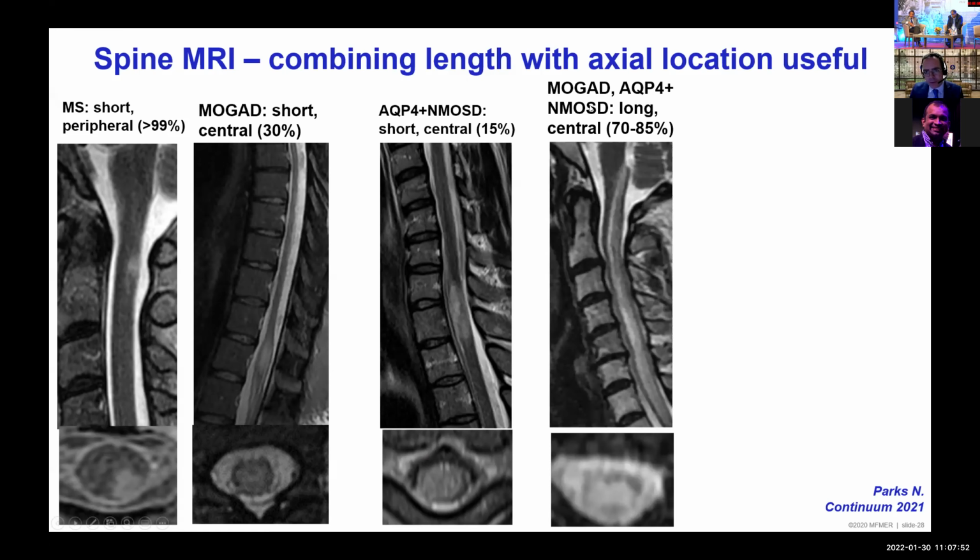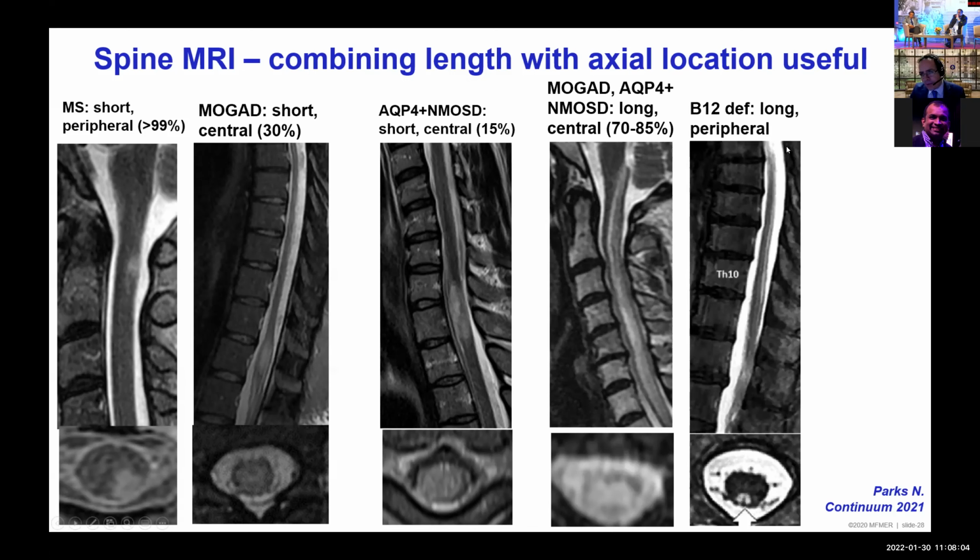But more typically with MOG and aquaporin 4, we'll see a longitudinally extensive lesion like we see here that's central on the axial images. That's pretty typical with MOG and aquaporin 4. But for example, if we had a patient with vitamin B12 deficiency, we see this long lesion within the dorsal column. We see it extend along the dorsal columns here.